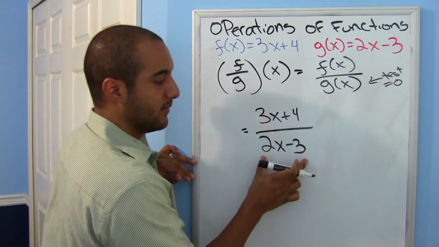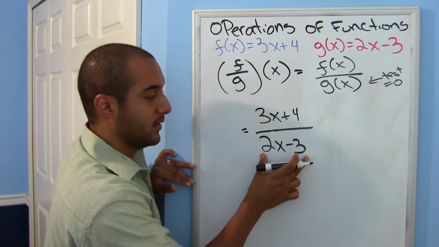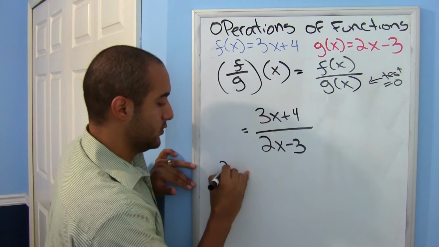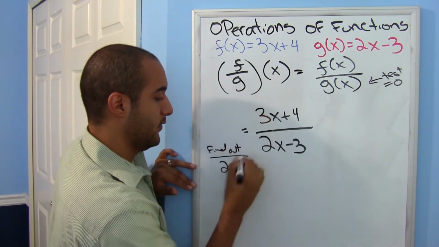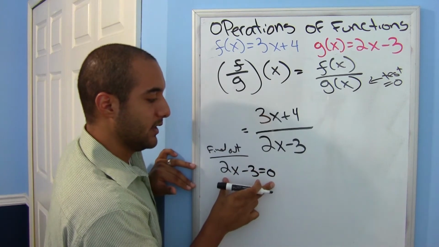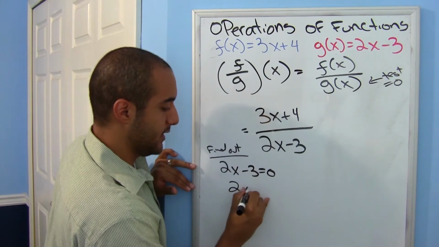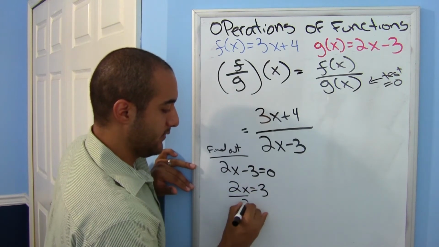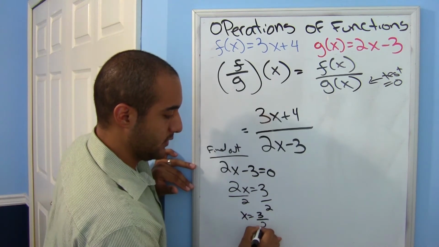into testing my domain. Remember, you want to see where this is equal to 0, because that's not going to be one of your answers. So where you want to find out where 2x minus 3 is equal to 0. Okay, that's our bad zone. We don't want it. So move this over. 2x is equal to 3. Divide by 2 on both sides, and x is equal to 3 over 2.